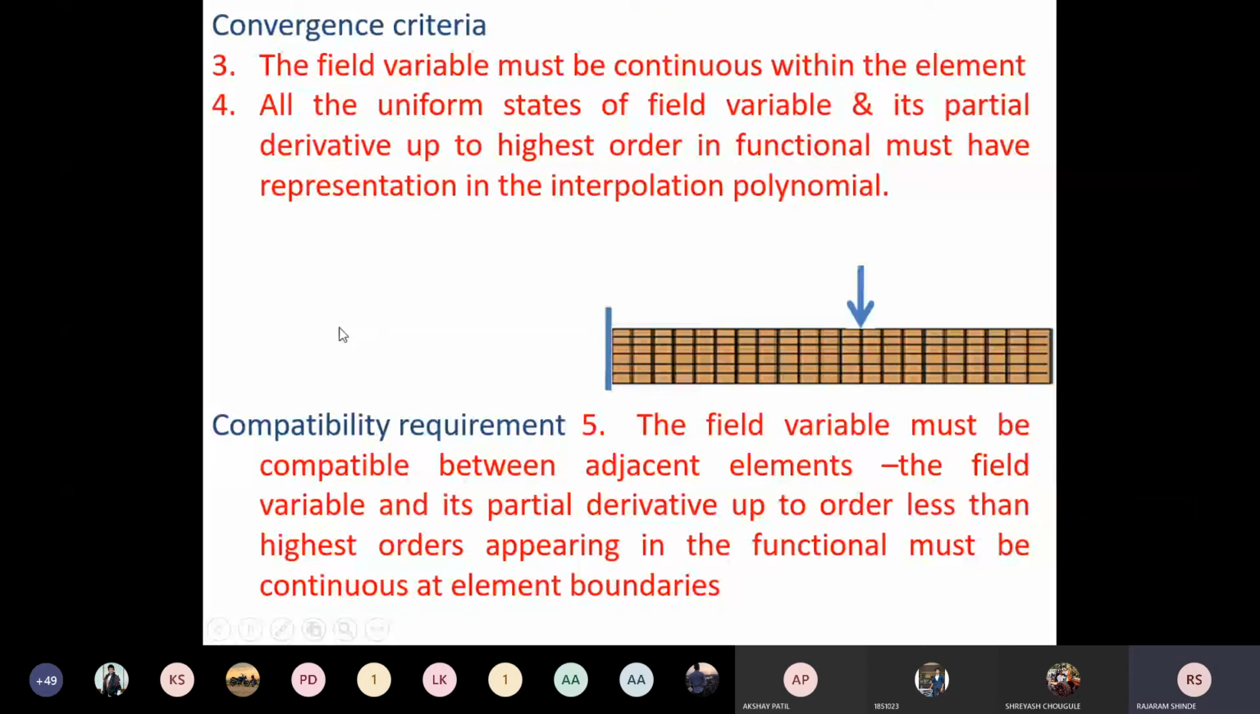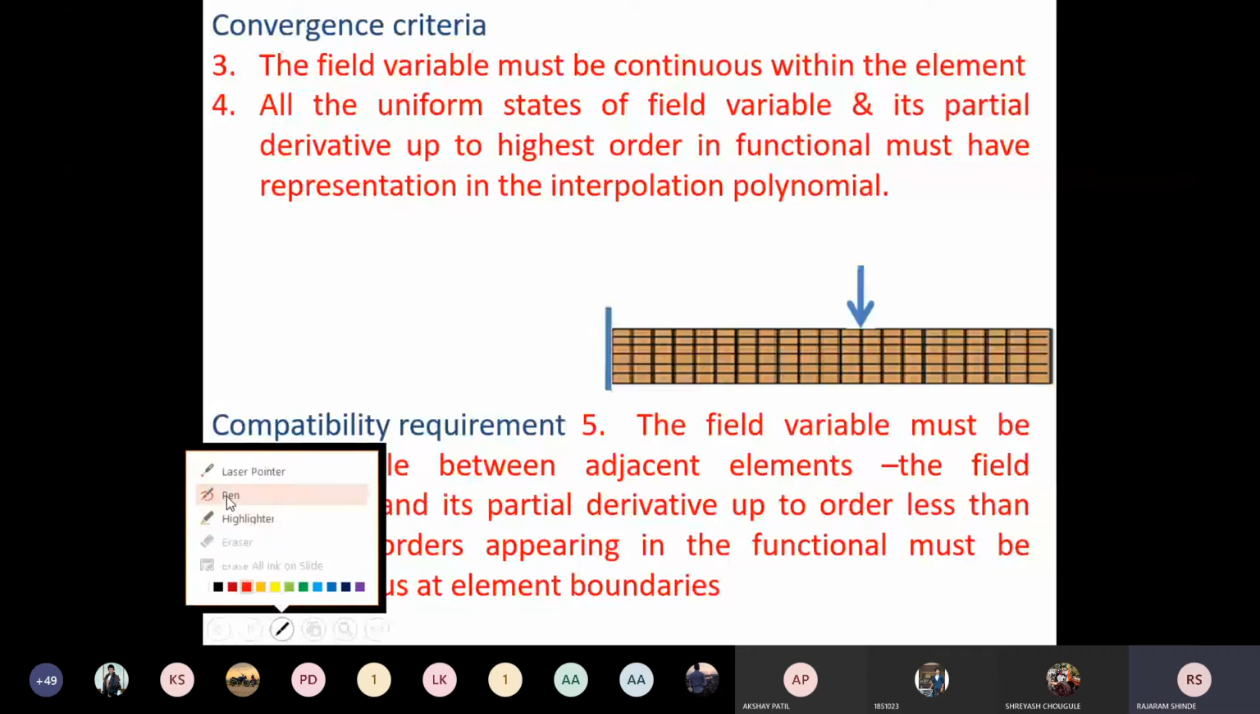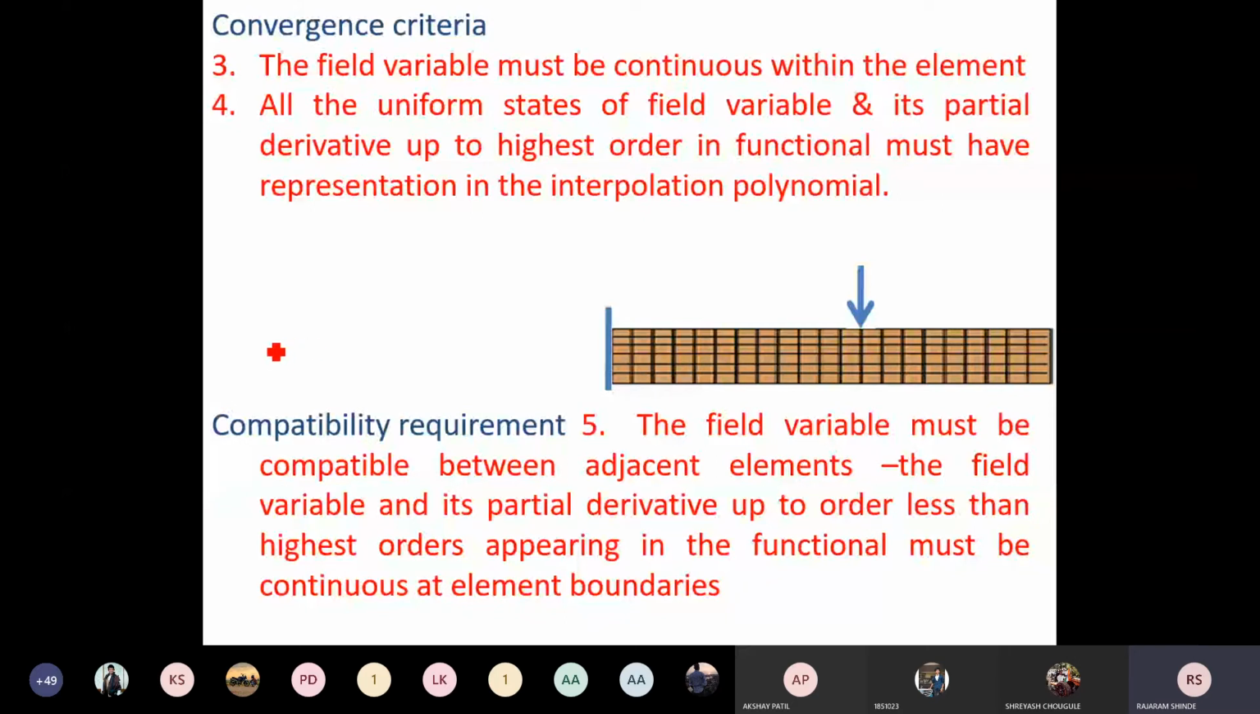Okay. And I will explain this concept, compatibility requirement. You see here. Okay, we will take the example of thermal problem. Now, suppose one rod is there. Okay, and there is a linear variation of the temperature. Linear variation of the temperature means when we plot the variation of the temperature across the length of this rod, here it is, suppose, 100 degree and one end is at 0 degree.